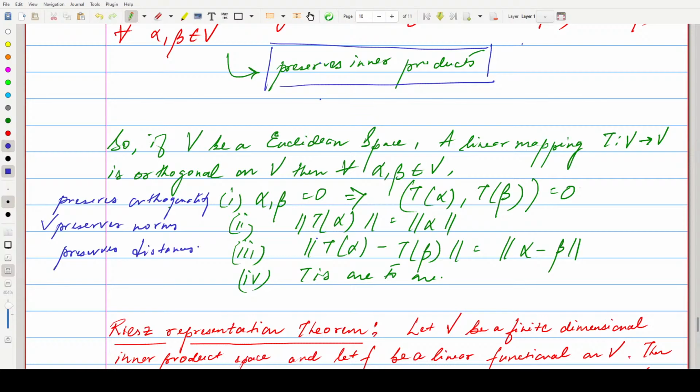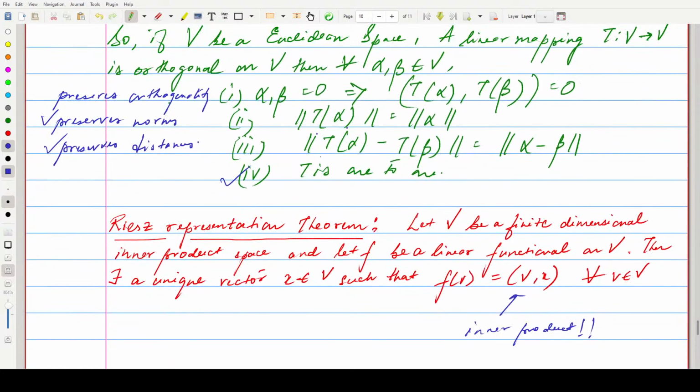And the distances are preserved, so the norm of T of alpha minus T of beta is equal to the norm of alpha minus beta. As we have seen in the norm, this is essentially kind of like a distance, so we can see that this is preserving the distance. And an important thing is that T is one to one.